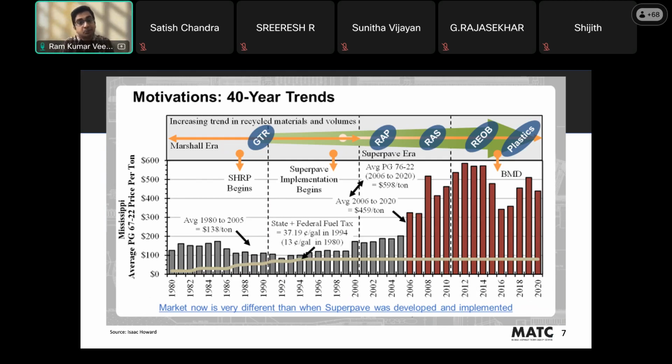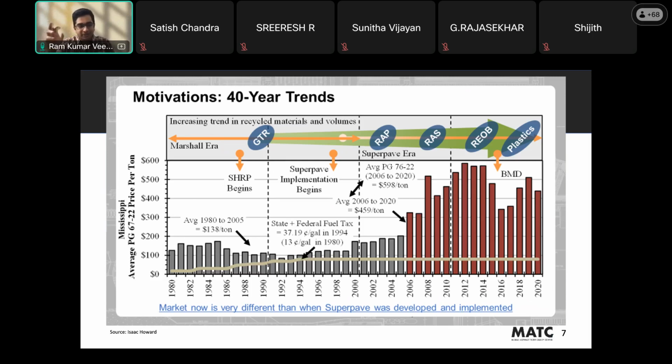However, after the Super Pave implementation began, the price significantly increased. So you would see from 2006 to 2020, the average cost of this binder was $459 per ton. And this is for PG6722 binder. However, if you're using a stiffer binder, like a PG7622 grade, you would see that the price bumps to be $598 per ton.